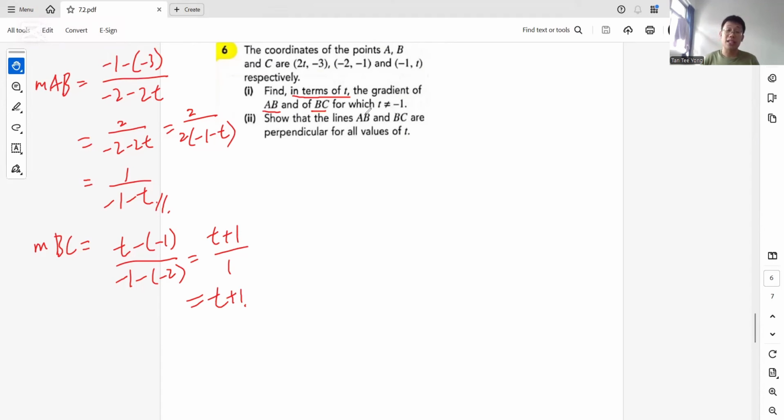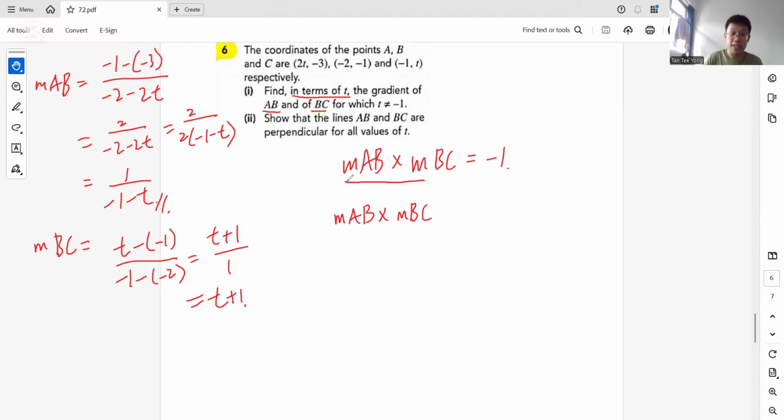They ask us to show that the lines AB and BC are perpendicular for all values of t. So how do we show that they are perpendicular? We need to prove this relationship: we need to show that the gradient of AB times the gradient of BC is equal to negative 1. Now let's take a look. So that's what I'm going to do: gradient of AB times gradient of BC.